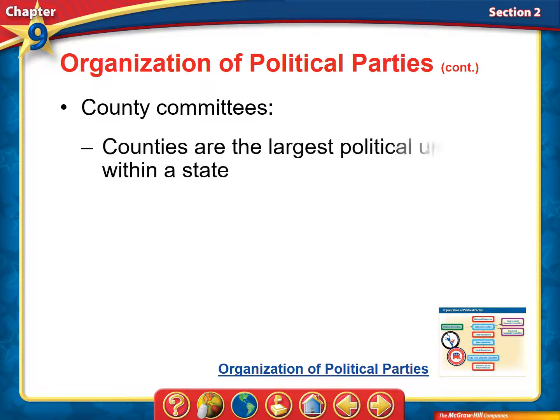Now, each county, Henderson County included, is going to have a committee. Within a state, counties are the largest political unit aside from the state organization. So your most local is going to be your precinct. That is Little River or Edneyville or whatever little town or municipality that you live in. And then you've got Henderson County, the larger government, and then of course the state.